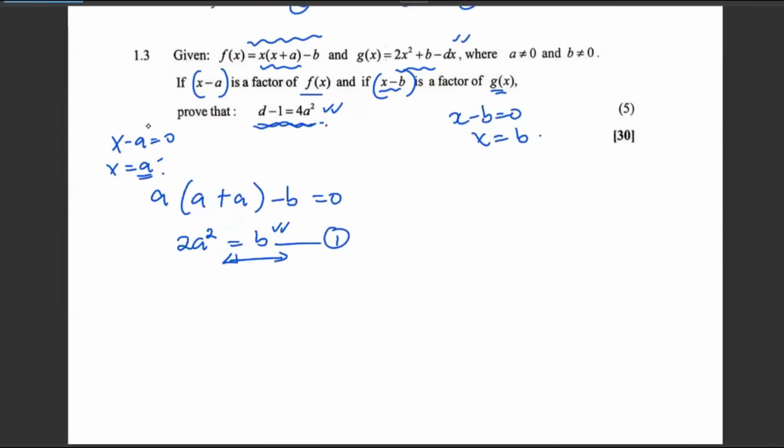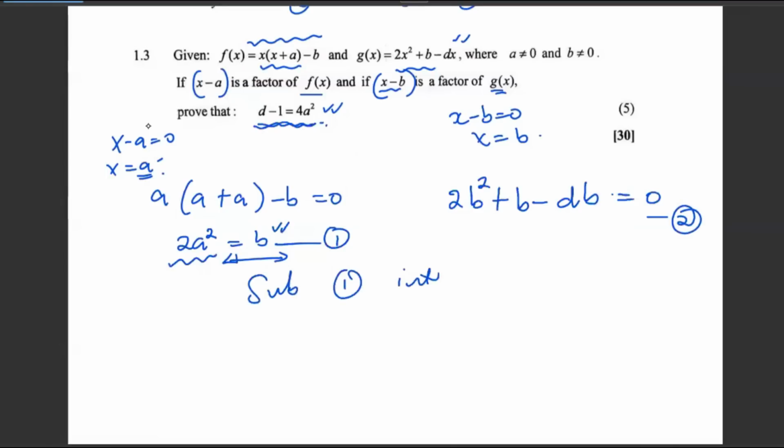Let's focus on the g. We do the same thing, so it's going to be 2b squared plus the b, which is already there, minus b times the x, which is b now. Do we have any like terms? Nope. That is equal to 0. And then I just need to get where there is b. I have to replace it with 2a squared. This is equation 2. And we're saying substitute equation 1 into equation number 2.